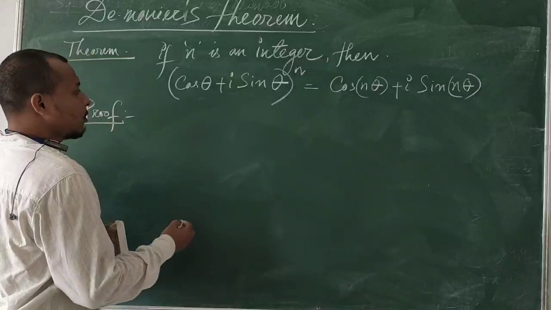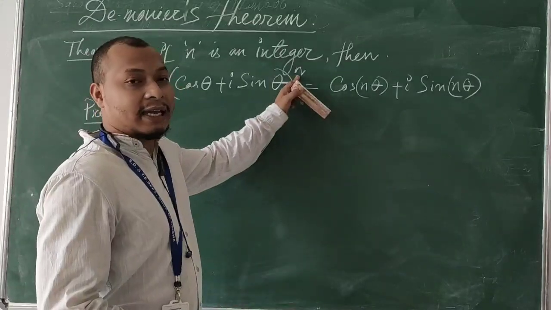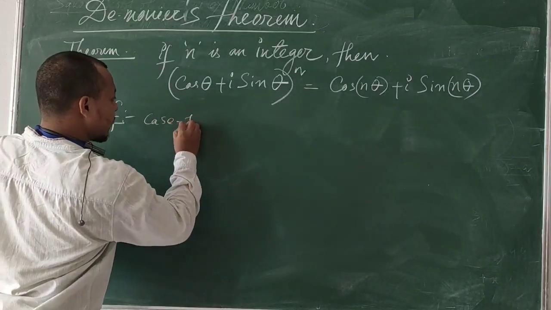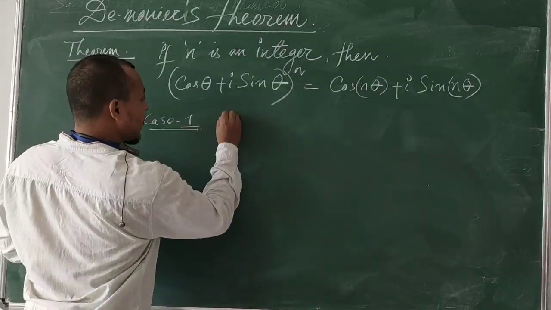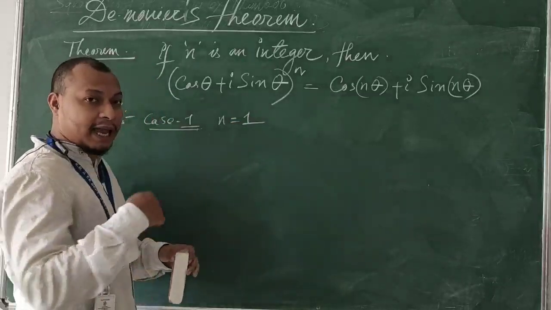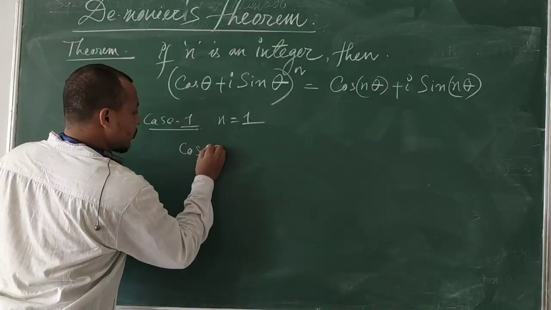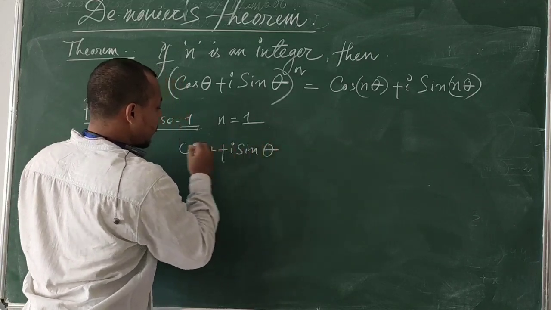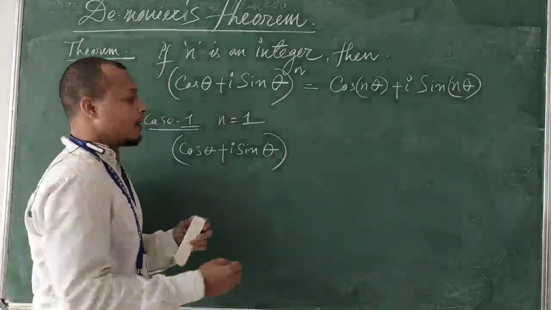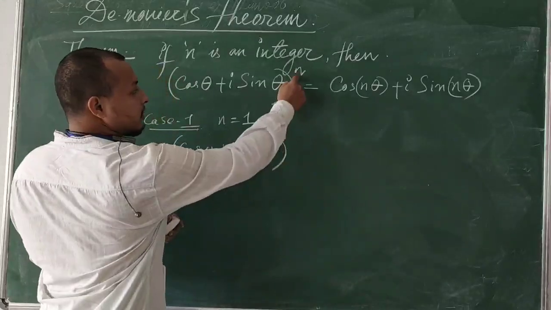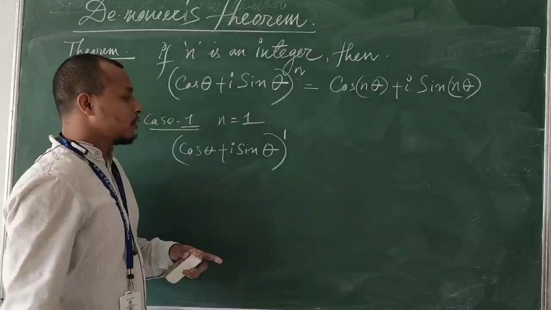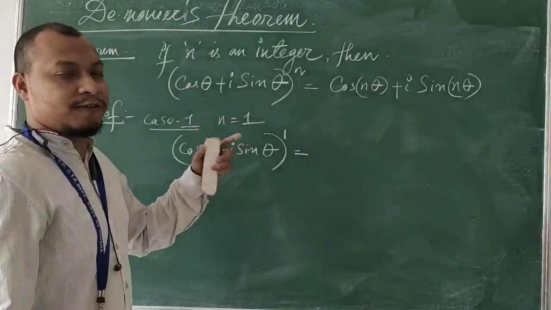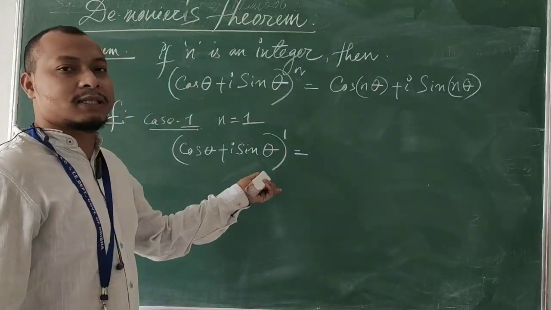Okay, what is the proof? Case 1: take n is equal to 1. If you take n is equal to 1, cos theta plus i sin theta, since n is equal to 1, you put 1 in place of n. We know that for any number, if the power is 1, then it retains the same number.